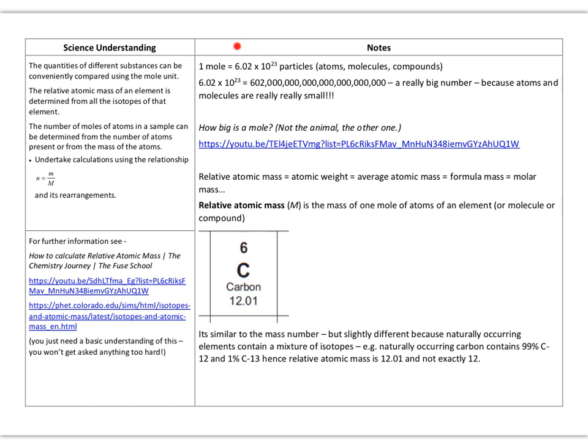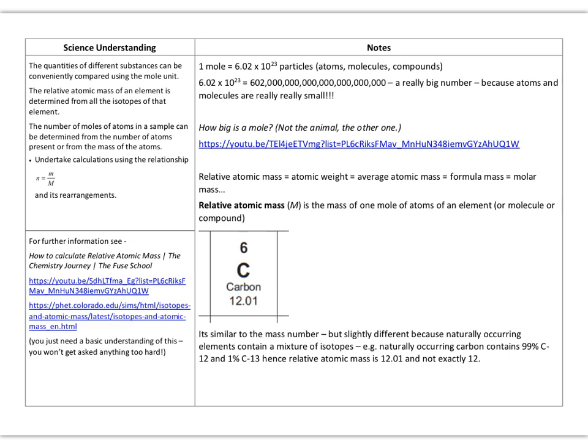So we define this concept of a mole, which says that if you have 1 mole of particles, you have 6.02 times 10 to the 23 particles. I'll briefly talk about where that number comes from later. But don't get too hung up on that.